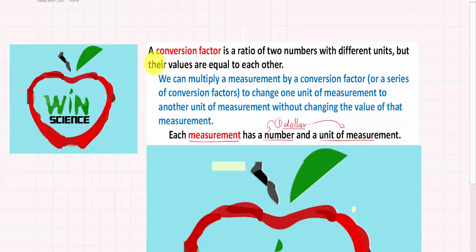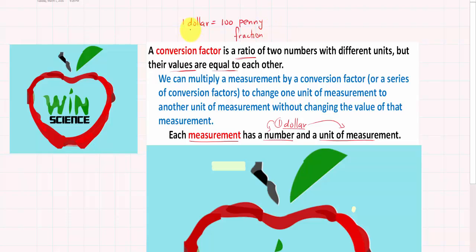Now let's go back and talk about conversion factor. A conversion factor is a ratio, or basically a fraction, of two numbers with different units, but their values are equal to each other. That is, their values are equivalent. Now, going back to money, one of the common conversion factors that we know is $1 equal to 100 penny.